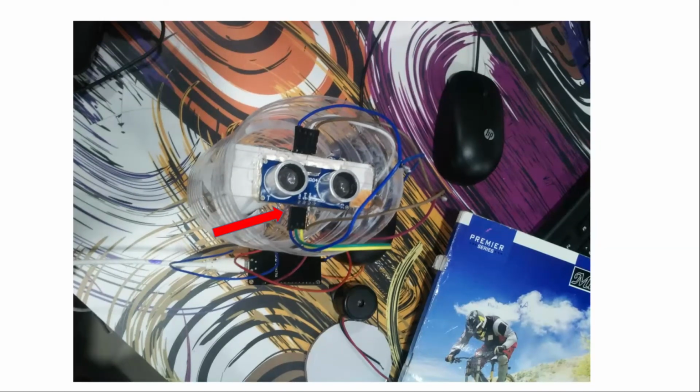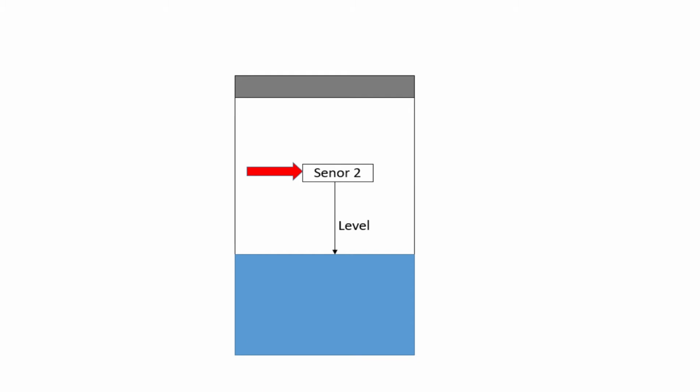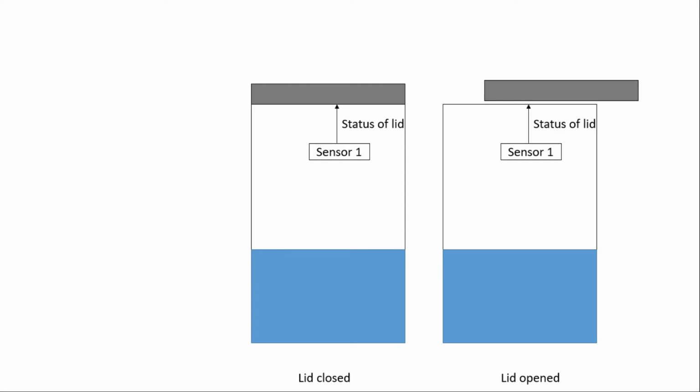The cut water bottle here resembles a sewage tank, and a cardboard has been cut in a circle to make it look like a lid. The bottom ultrasonic sensor does the job of showing the level of the sewage tank that has been filled, while the top ultrasonic sensor does the job of depicting the status of the lid, that is, whether the lid is closed or open.